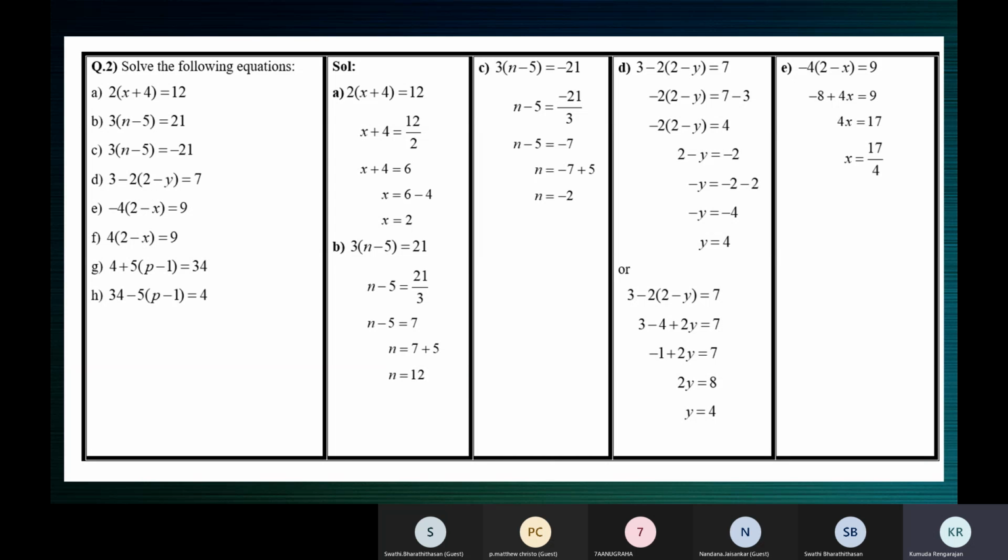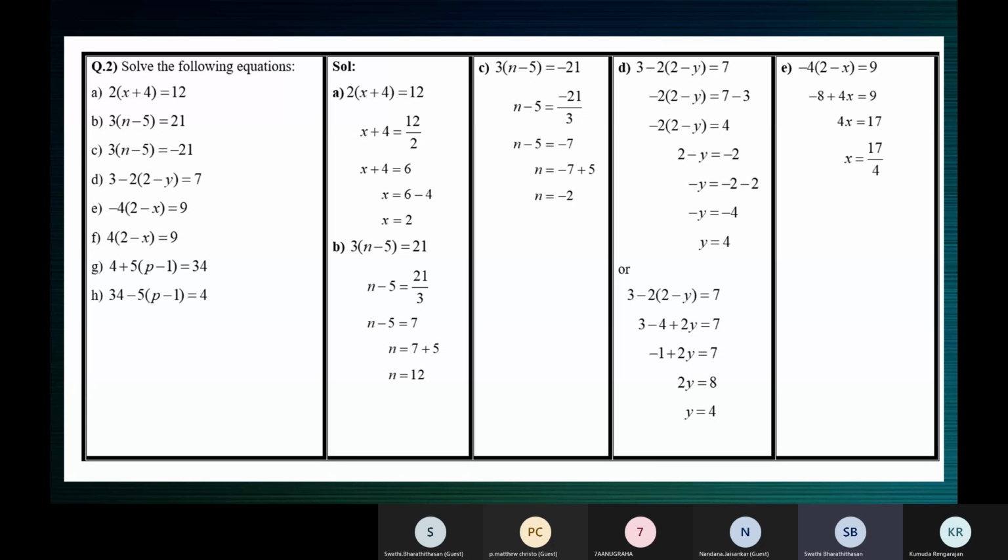So what happens in the LHS when we divide by 3? Ma'am, 3 and 3 will be cancelled. Yeah, 3 in the numerator and 3 in the denominator will get cancelled. So what will be left in the left-hand side? Ma'am, n minus 5 will be remaining. Okay, and Swati, the RHS, what happens? You have to divide by 3, right? Yes, ma'am. 21 divided by 3 will be equal to 7, ma'am.